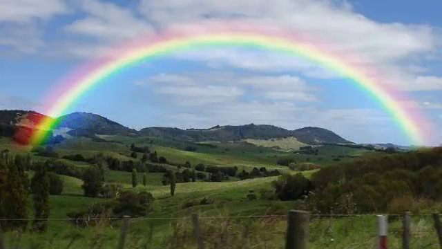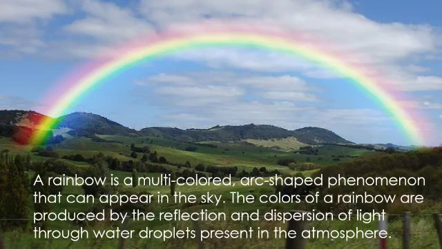What is a rainbow? A rainbow is a multicolored arc-shaped phenomenon that can appear in the sky. The colors of a rainbow are produced by the reflection and dispersion of light through water droplets present in the atmosphere.